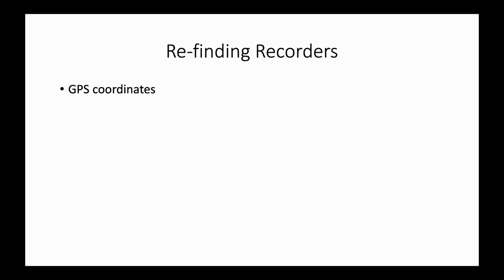So in addition to deploying recorders, one of the critical pieces is refinding recorders. This might seem easy, and in fact be easy in some locations, if you're deploying on fence posts or special mounting locations. But if you're just going out in the forest and putting a recorder on a tree, it can be quite difficult to find your recorder again. And so something like GPS coordinates is useful, or GPS trackers on marine equipment.